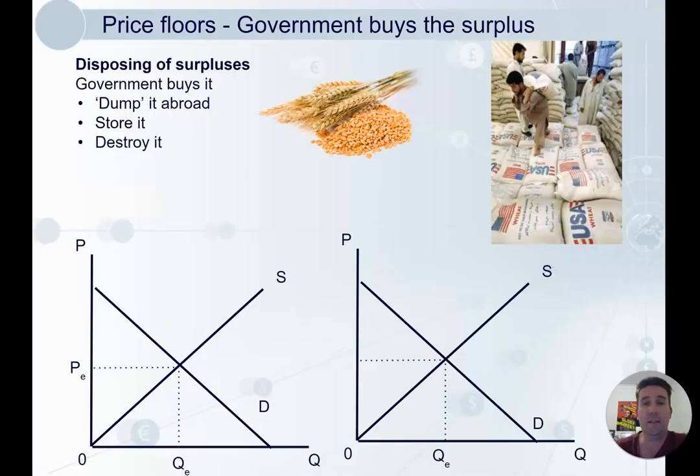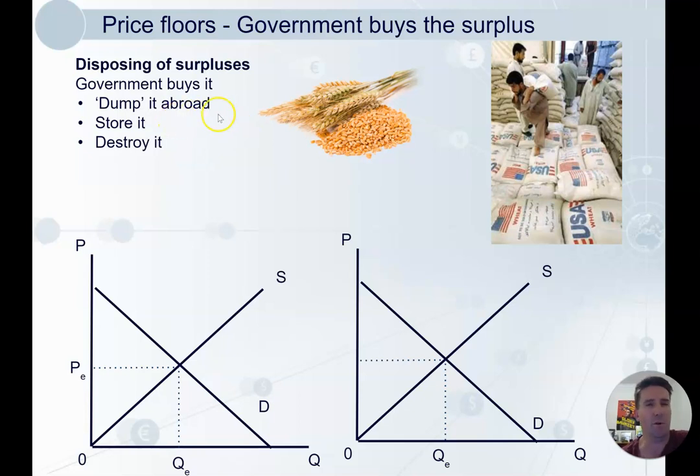Now, here is a different situation. Sometimes the government puts in place a price floor on a commodity. It might be, say, wheat, right? They want to ensure that the farmers get enough money so that they keep on producing. So the government will put in a price floor and they'll buy any surplus that results.